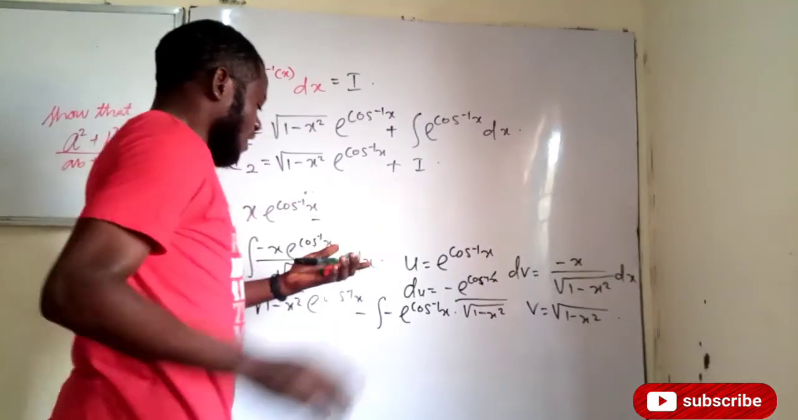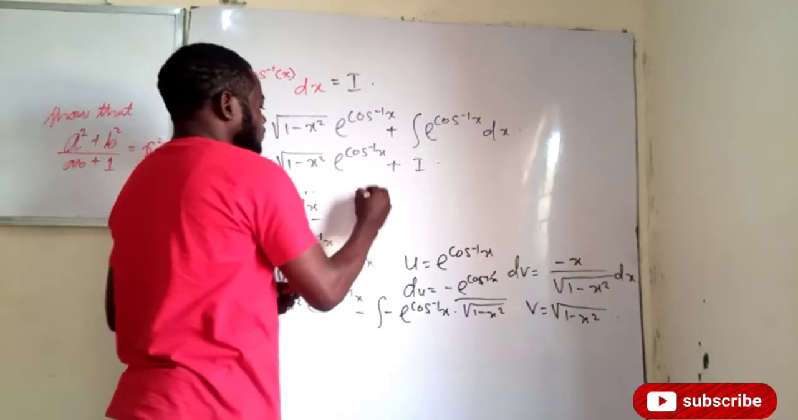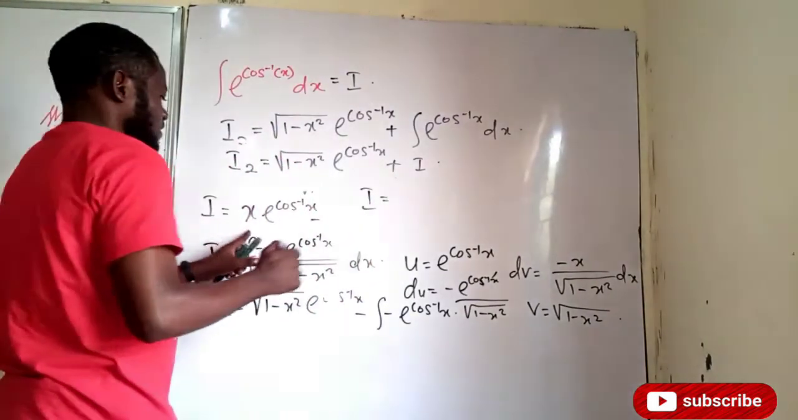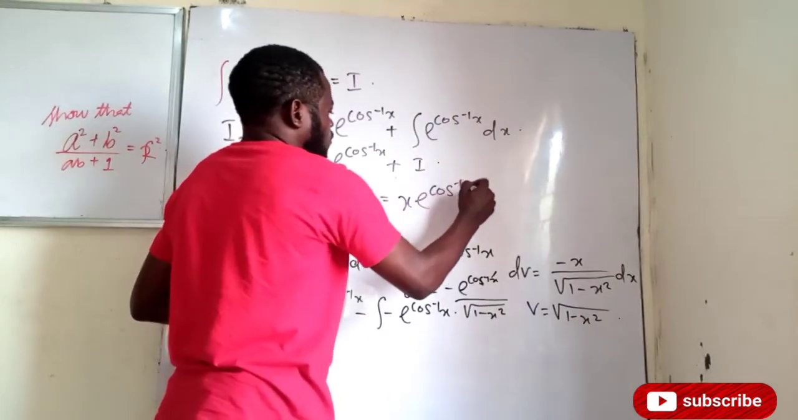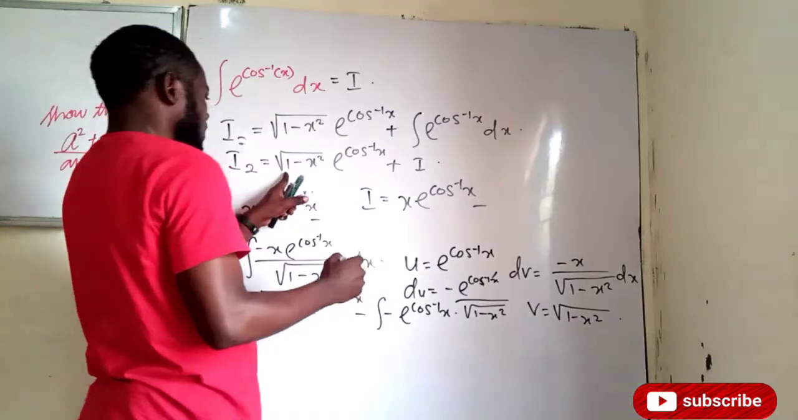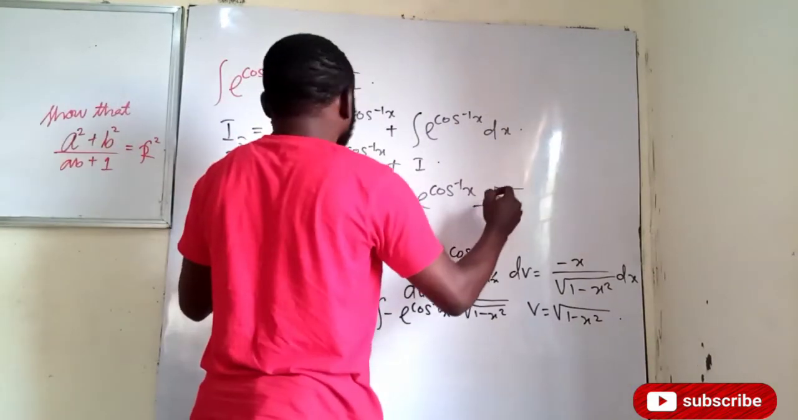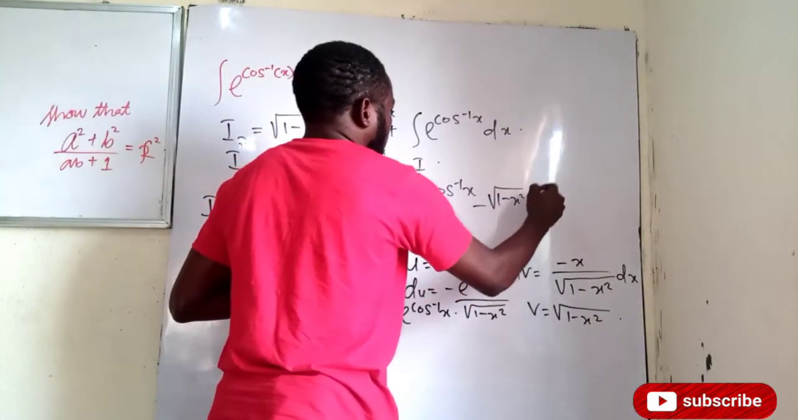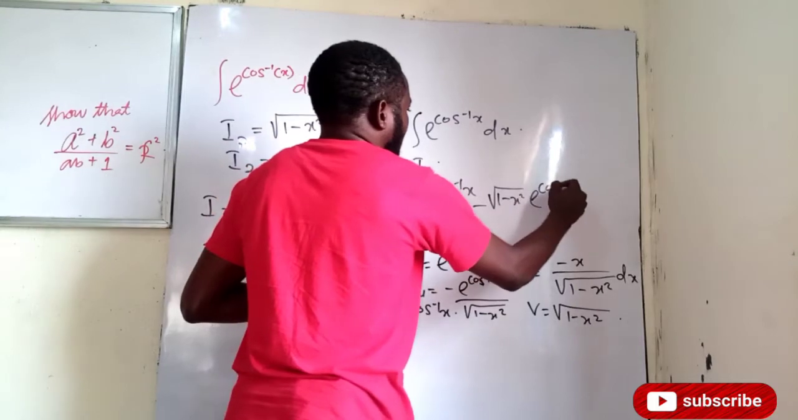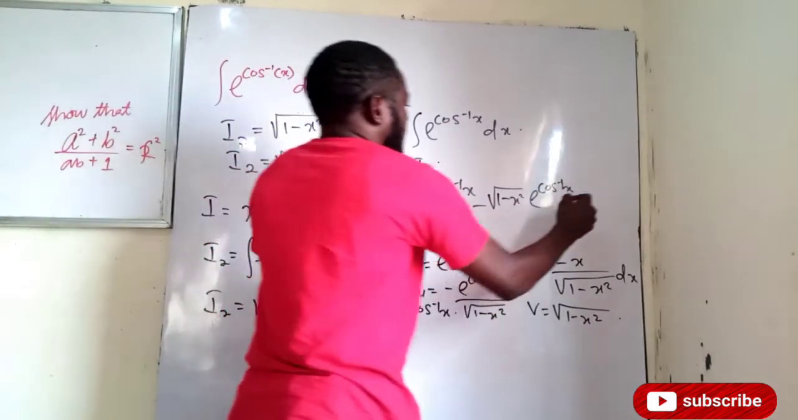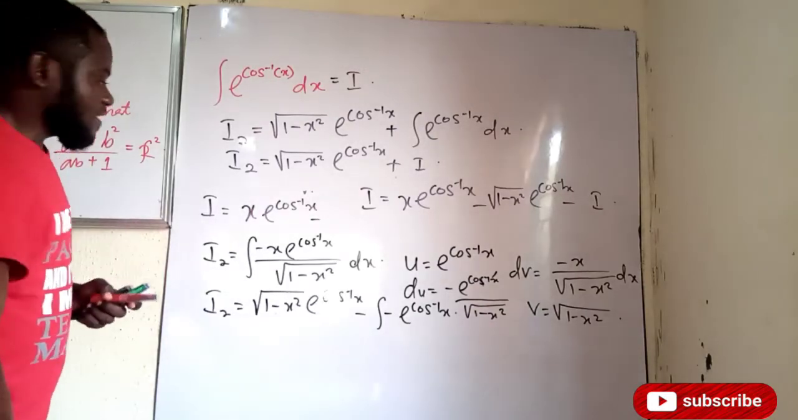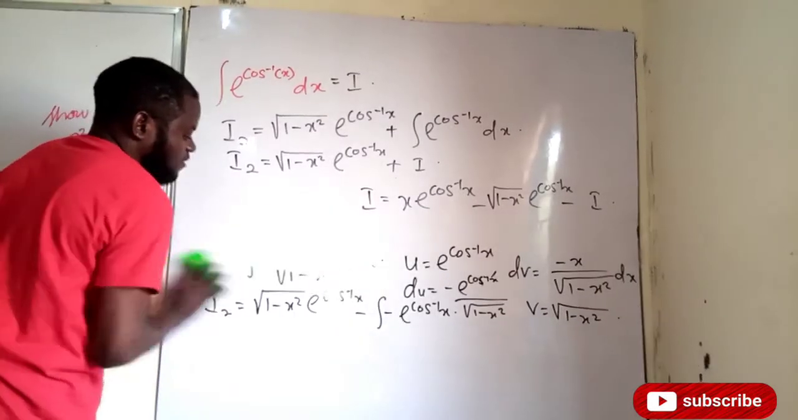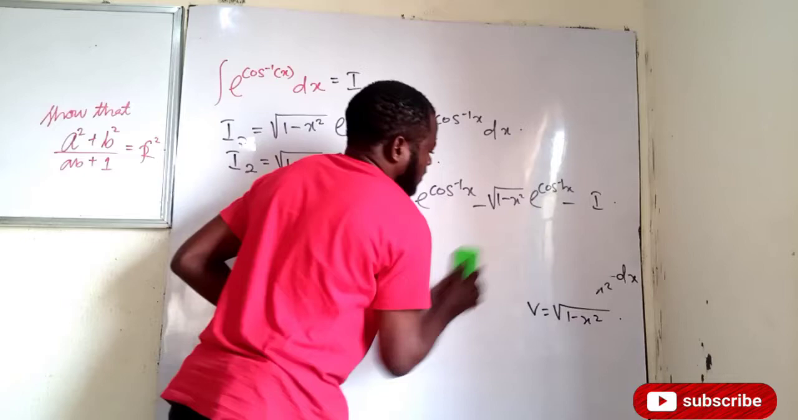So I'm going to have that I, which is this, is equal to x e to the power of arc cos of x, minus the value of this, so the square root of 1 minus x squared e to the power of arc cos of x, then minus I, like that. Okay, if that is what we have, we are getting to the end of the game like this.